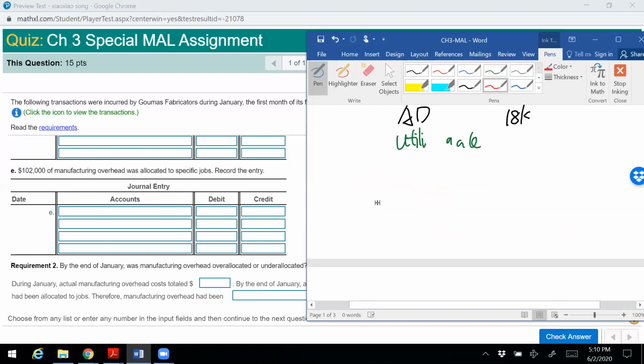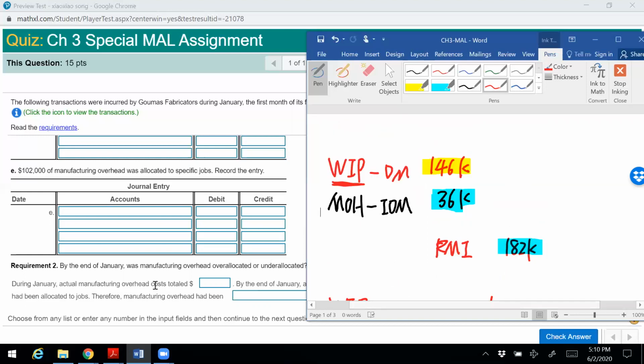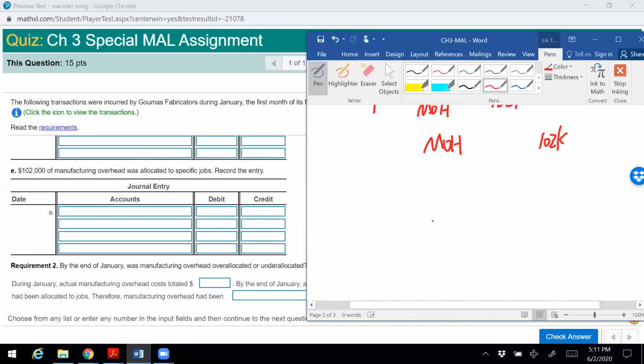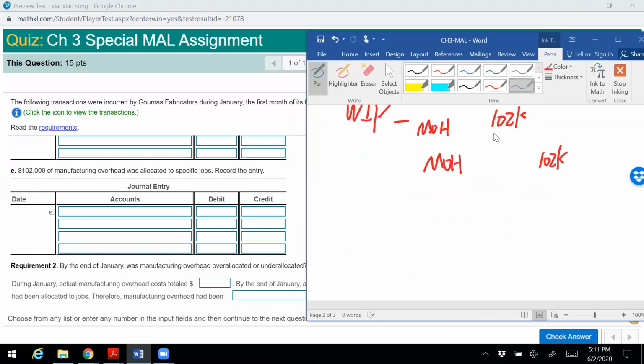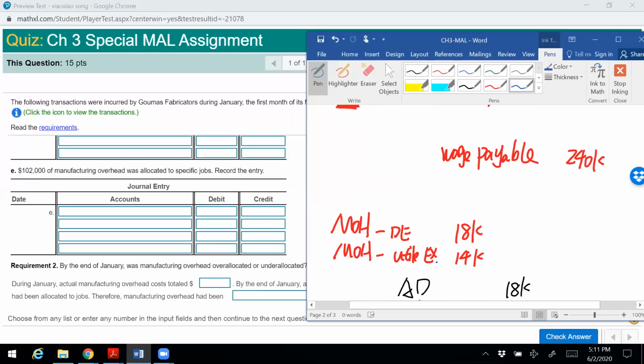Let's look at this one. How do we decide the manufacturing overhead, actual, and then it's asking about the allocated. As I say, manufacturing overhead is not scary. Basically, it's just an account. When it incurs, we debit. So the left side is your actual, and the right side is your allocated. Let's look at our debit: manufacturing overhead is totally how much?